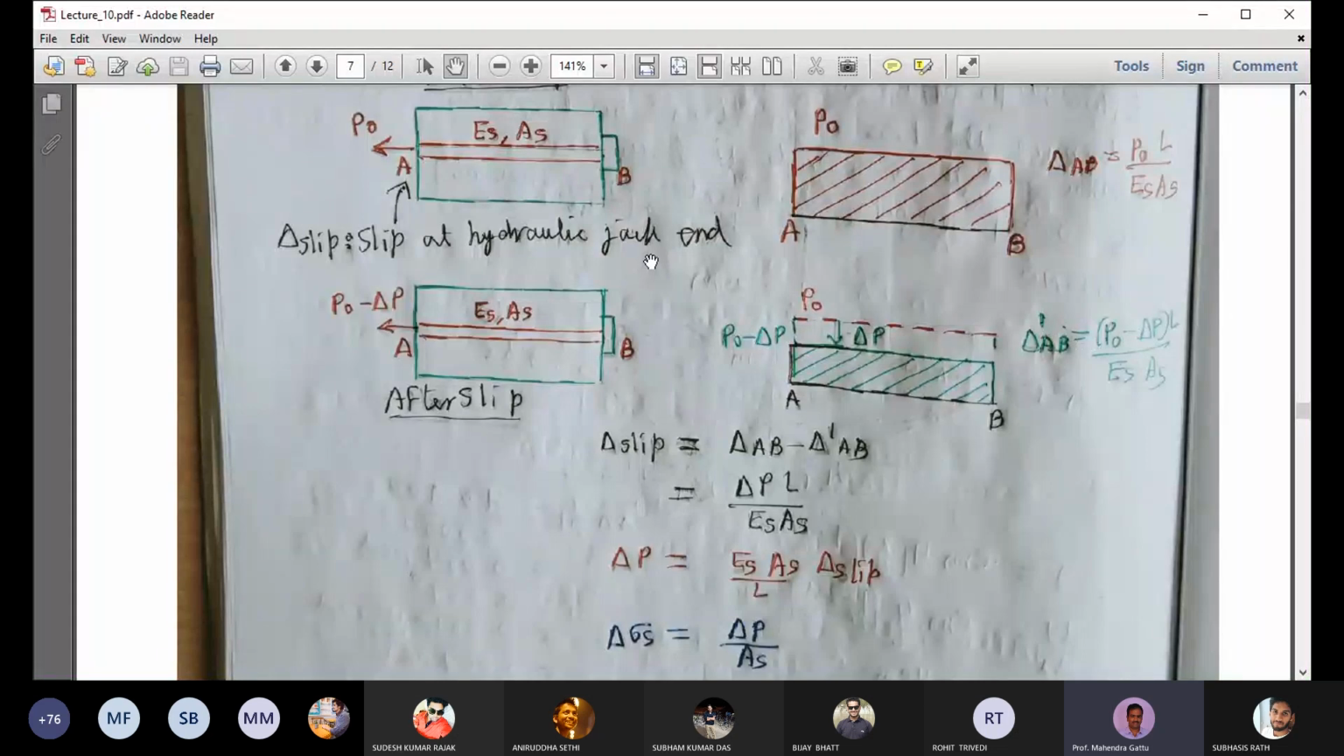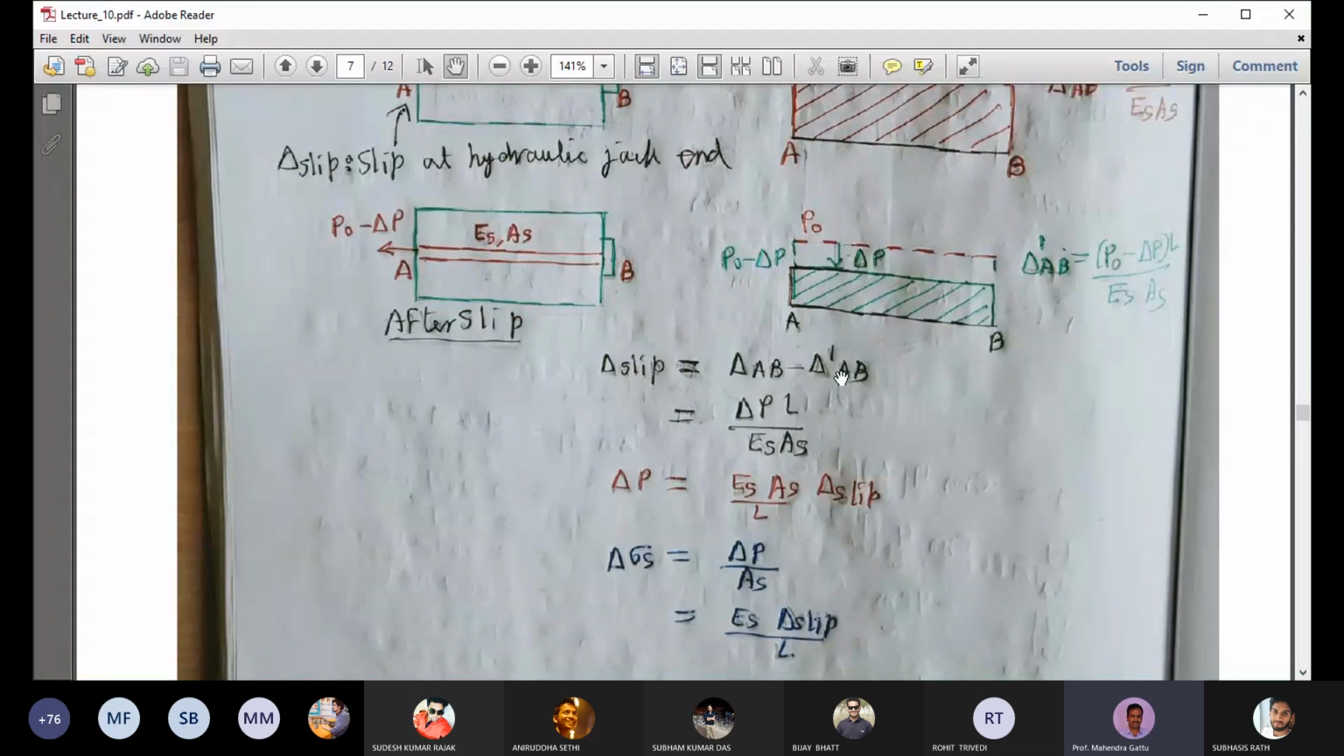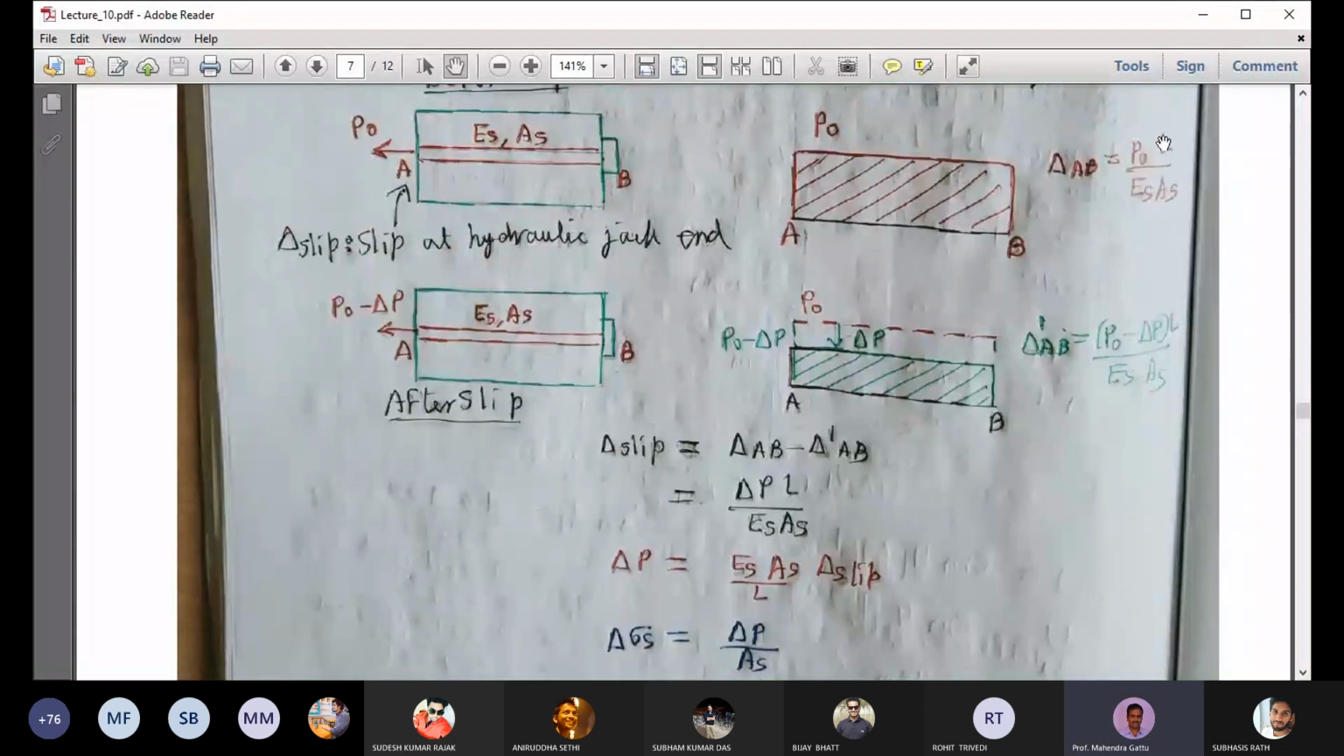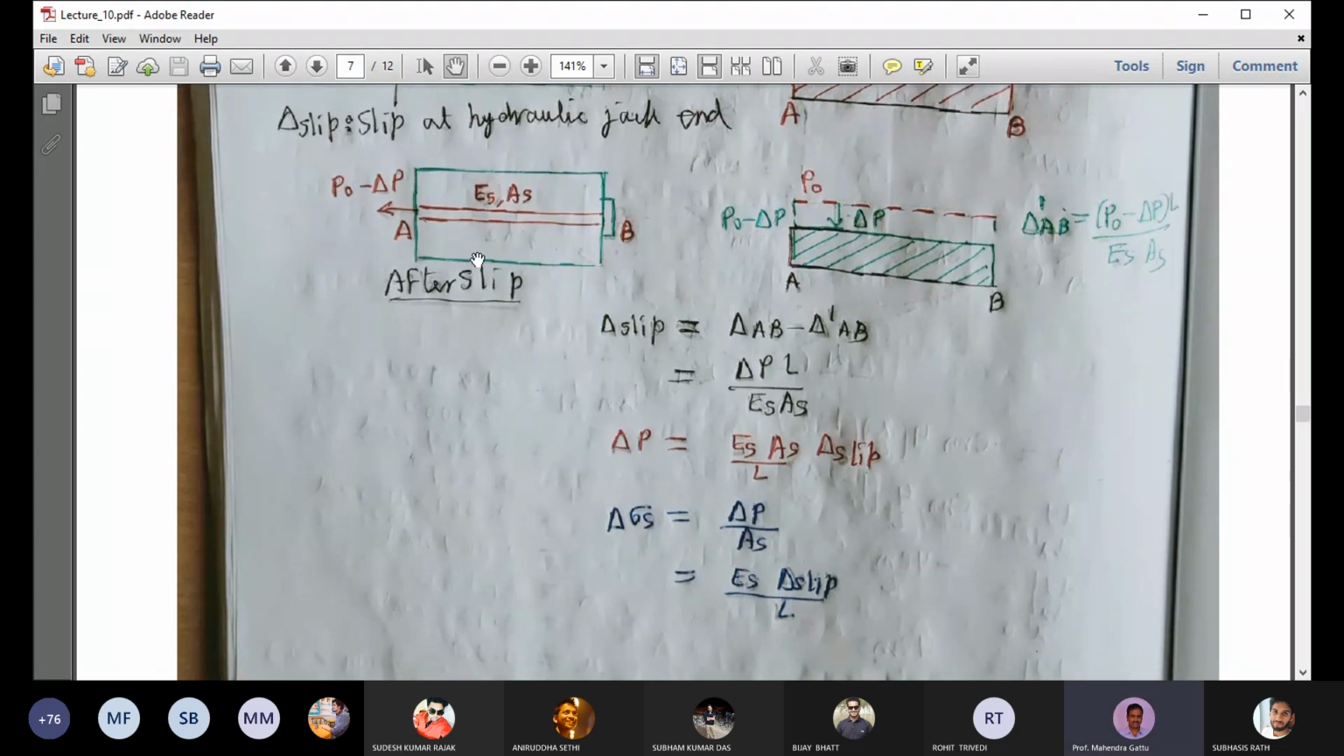Okay. Now we know the slip amount is this much. So we can find out the relation between delta P and delta slip. To do that, initial elongation minus the final elongation is equal to the delta slip. Okay, so delta slip is delta AB minus delta prime AB. So if you subtract P naught L by E_S A_S minus (P naught minus delta P) L by E_S A_S, we get delta P L by E_S A_S. Okay, so the amount of slip which is occurring is related with delta P by this relation.